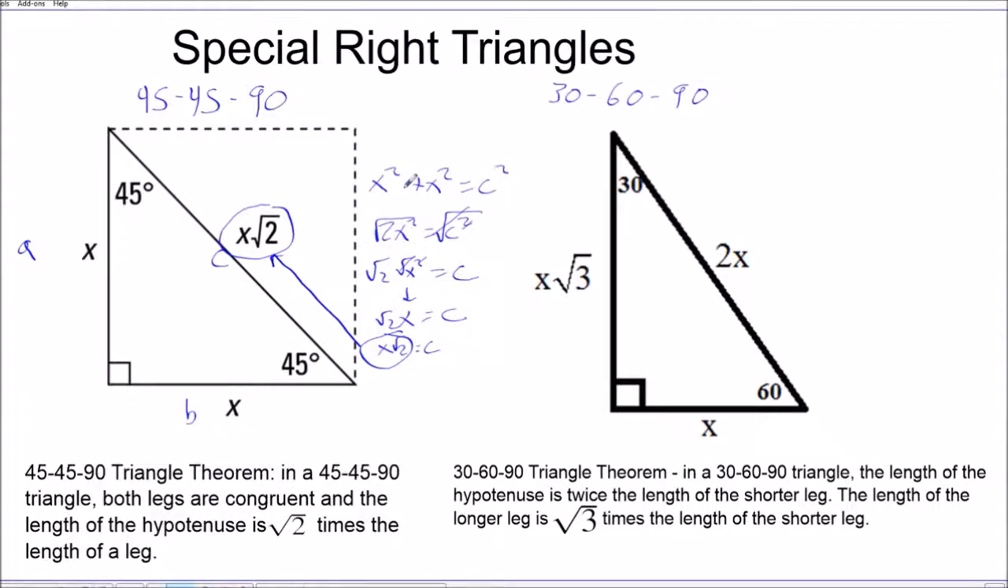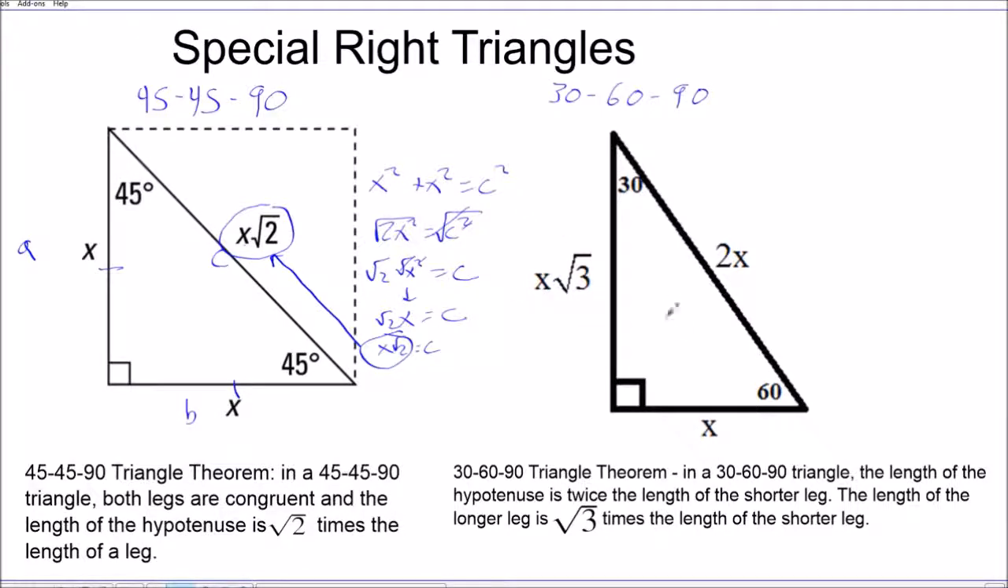Now notice I didn't use numbers. I just said, it's x. If it's 6 or 12 or 25, that still works. Okay, and then down here we've got some words to go with it in case you learn best that way. We've got our visual, we've got our demonstration, and then we've got our words. Okay, in a 45-45-90 triangle, which we have, both legs are congruent. Look, these are the same. That's all they're saying. And the length of the hypotenuse is root 2 times the length of a leg. So there you go. There's root 2 times the length of the leg. Okay, that's all that says.